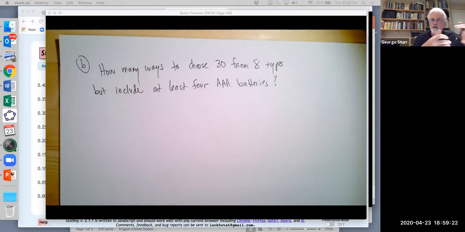So imagine you got a box and you're going to fill it with batteries from these 8 different cartons of batteries, and you're going to fill it up till you get 30 batteries in your box. But you must have at least 4 AAAs in there. Anyone want to give me a strategy, or should I tell you?